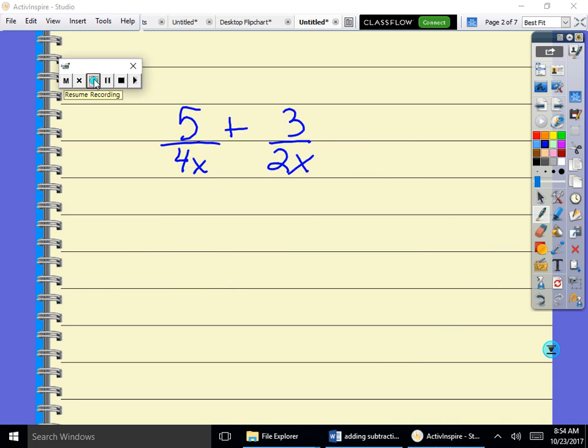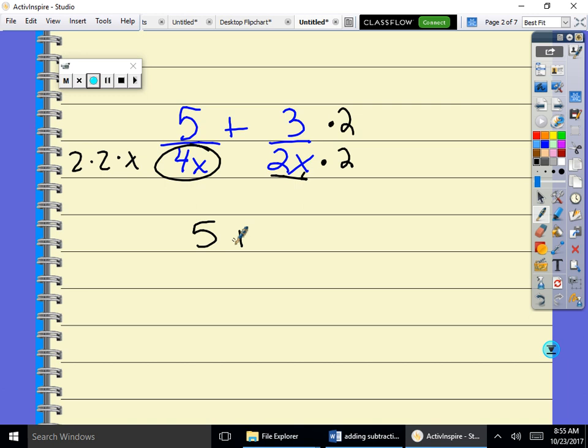Okay, what's my least common multiple? 4x, which means this other fraction needs a what? Times a 2. If you didn't see that, 4x breaks down to 2 times 2 times x. They both have the 2 and the x. This is only missing an additional 2, correct? Okay, so then I have 5 plus 6 over 4x, which is 11 over 4x. Everyone good with that? All right, so now we're going to look at number 3.